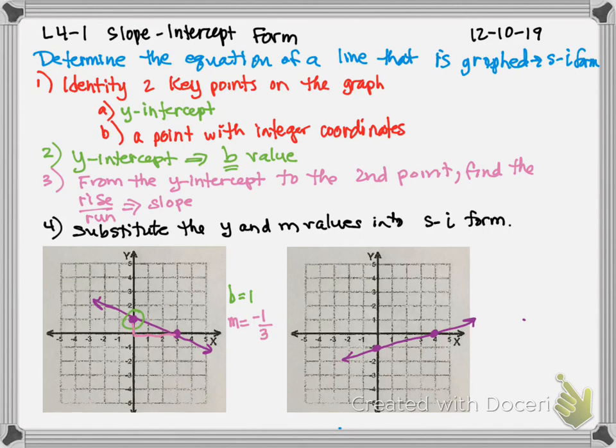Yes, ma'am? For the second graph, did you say 4, 1? Yes. I mean 4, 0. 4, 0. I said, but I drew what I wanted. 4, 0. Sorry about that.